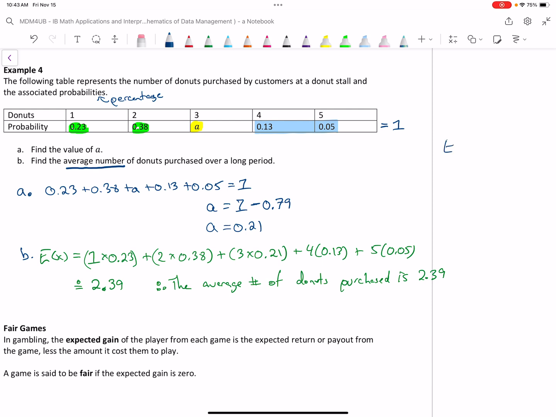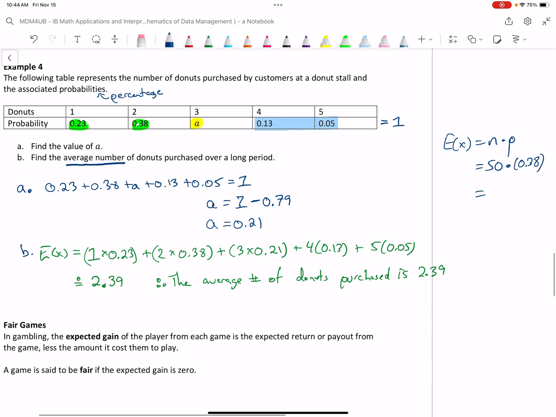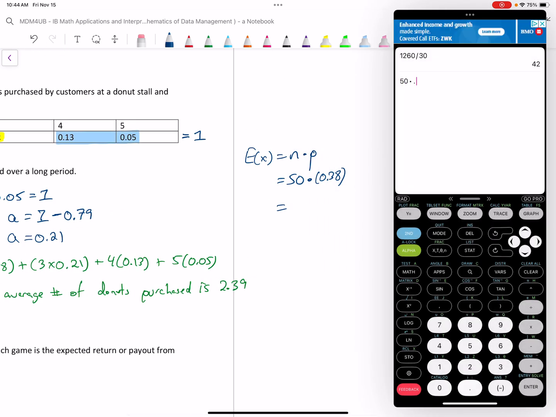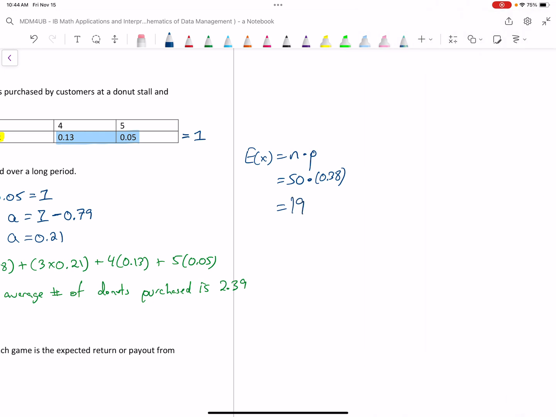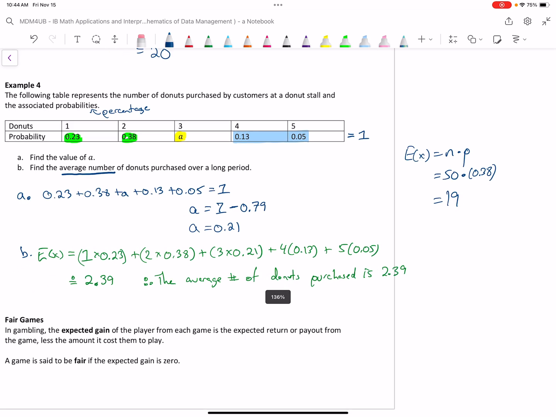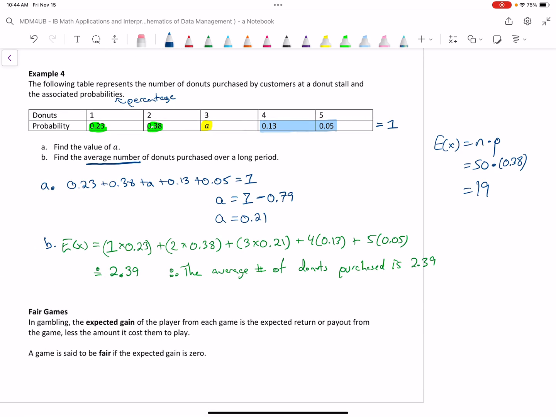And so in that case, you could use the other formula, N times P. If there's 50 people, I multiply it by the percentage or probability that they're going to do that. So what's that going to be? 50 times 0.38, and we get 19. Perfect. So you would expect 19 people to purchase 2 donuts. Different question than what we just looked at. Similar, but looking at one specific outcome.